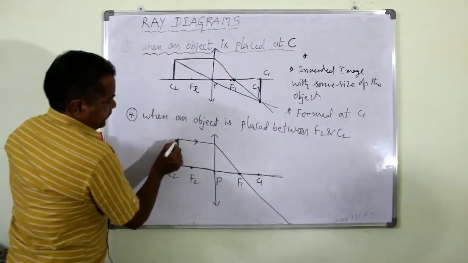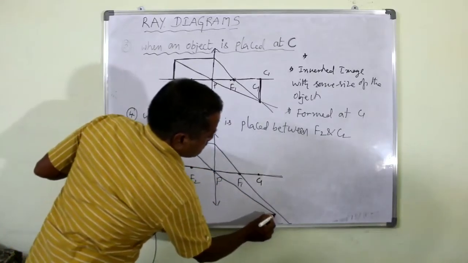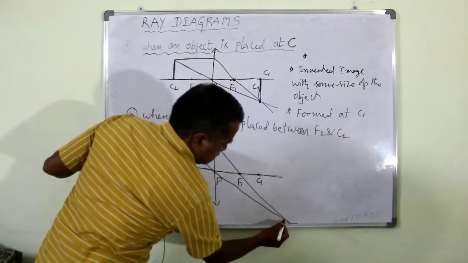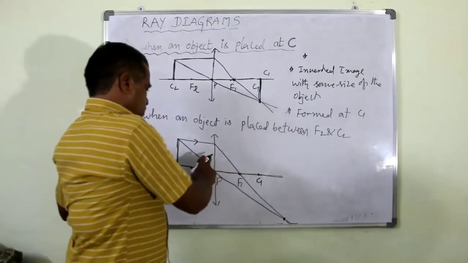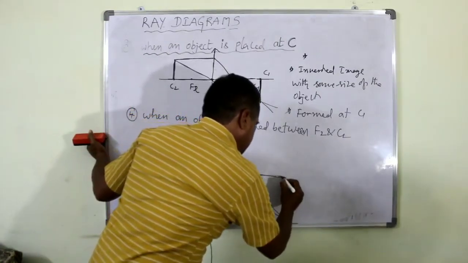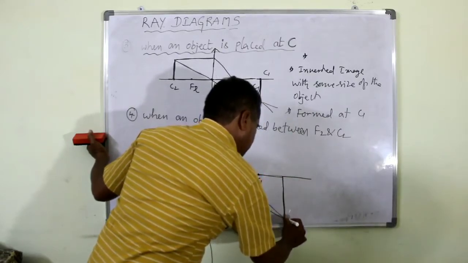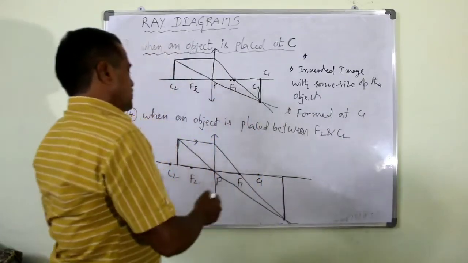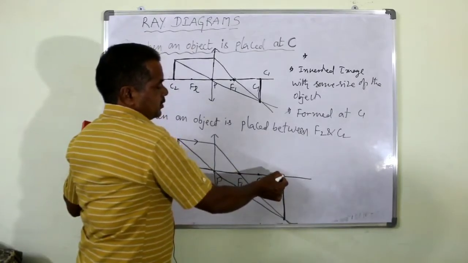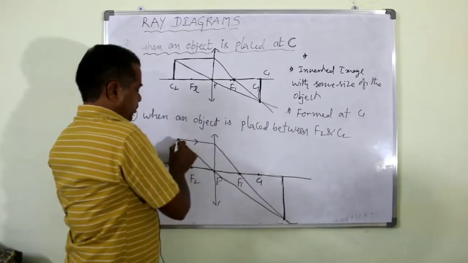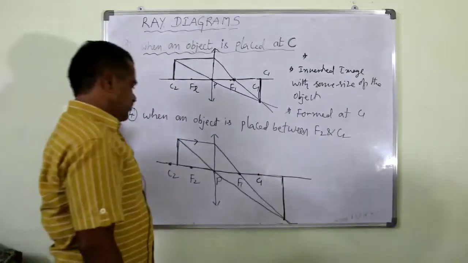Take one more light ray which passes through the optic center. That light ray intersects the previous refracted ray at this point. From this point of intersection, draw a normal to the principal axis, then we get the image. Here also, the bottom part of the object is at the top part of the image and the upper part of the object is at the bottom part of the image. That's why we can say that it is also an inverted image.